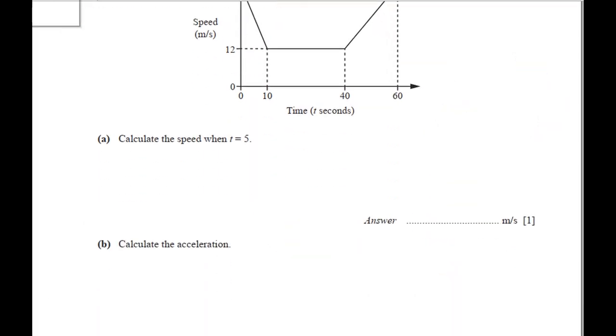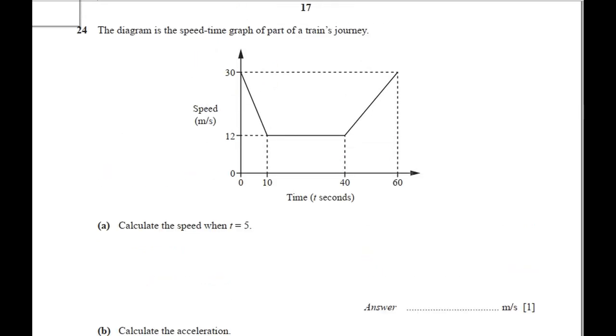Part B, find the acceleration. Now which line represents acceleration here? Acceleration is always the rising line. Remember, this line represents deceleration, this line represents acceleration, and this line represents speed is equal to 0.